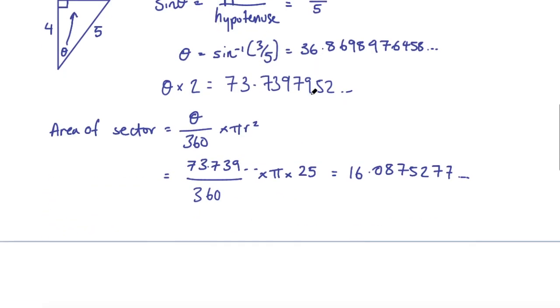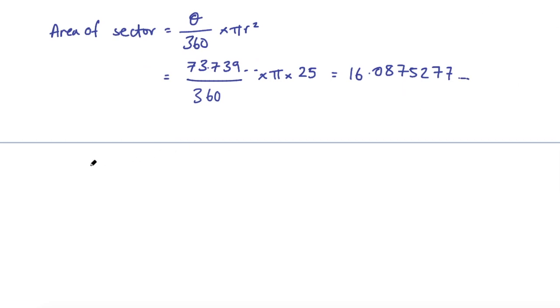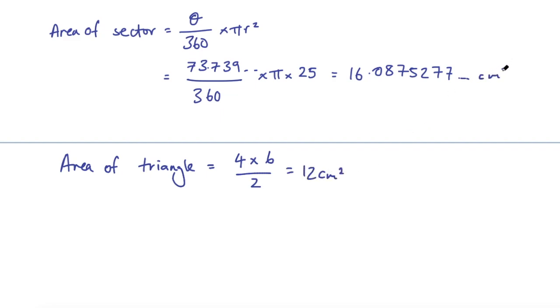So the area of this triangle is going to equal the base times the height divided by 2. So that's 24 divided by 2. That's going to be 12 centimeters squared. This should be centimeters squared up here.